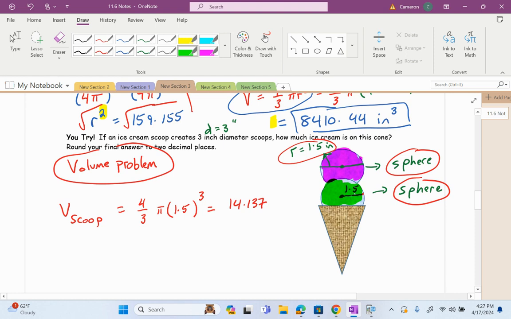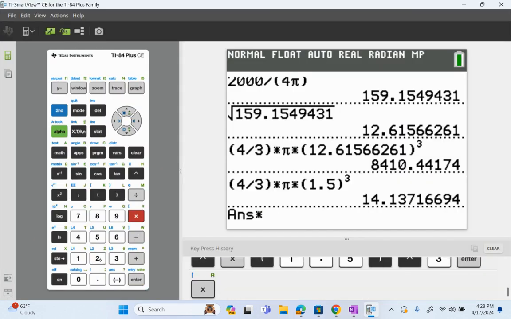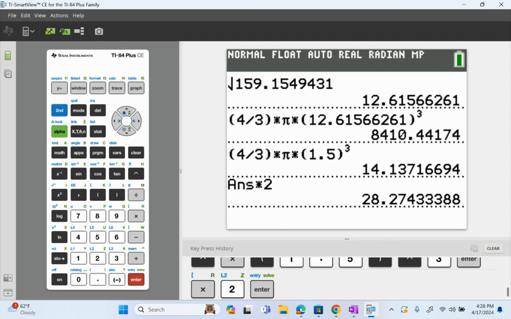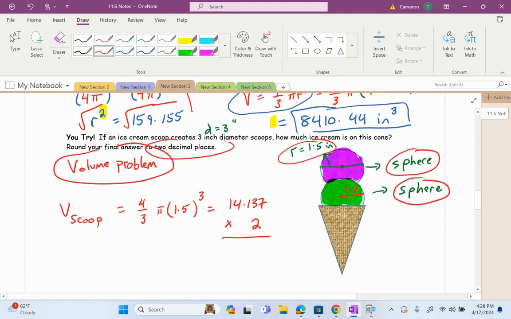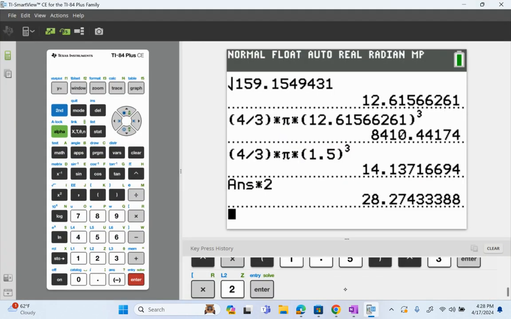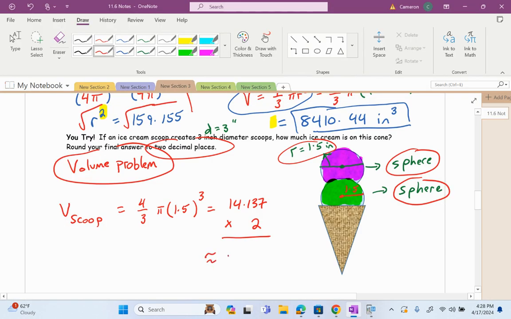Now I'm going to double my answer to know how much space the second one takes up. So this will now be the combined total of both scoops. Times 2, they have the same volume since the radius was the same. It's the exact same sphere, just listed twice. This is going to give me 28 point, I'll round to the nearest tenths place, 28.3. Oh, they said 2 decimal places for our answer, so let's do that. 28.27. Units, cubic inches of ice cream.